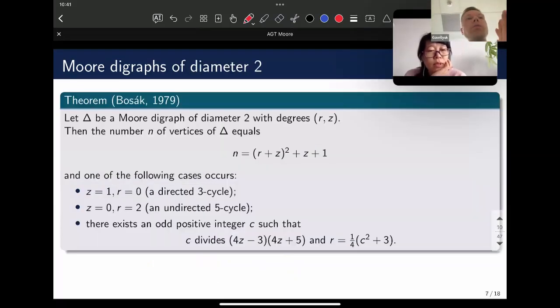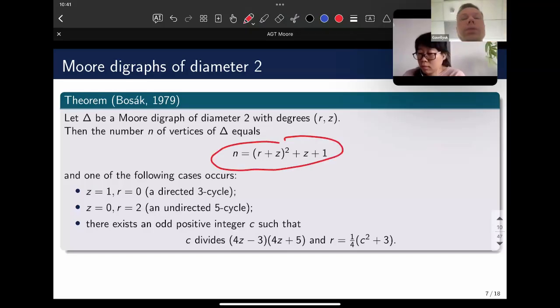Okay, so now Moore digraphs of diameter 2 were considered much earlier, in 1979, by Bosák. So he proved the following results. Let delta be a Moore digraph of diameter 2 with degrees r and z. Then we can compute the number of vertices of delta as follows. So this is the number of vertices. And one of the following cases occurs. So we have z equal to 1 and r equal to 0, and such a digraph is just a directed recycle.